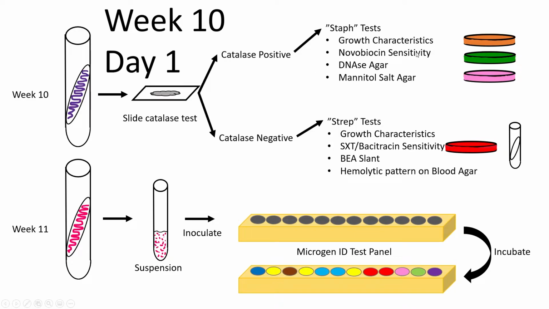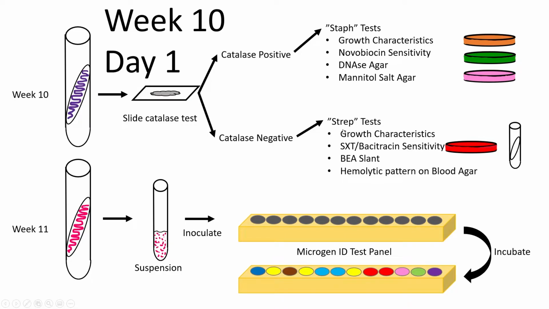The staph set of tests include Mueller-Hinton agar plates, DNase agar, and mannitol salt agar, and you're going to streak them on there. It's just a little line across, nothing fancy, nothing real crazy. You're just looking for those things on plates.